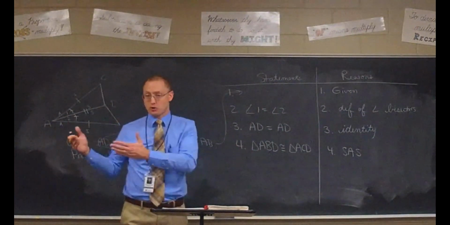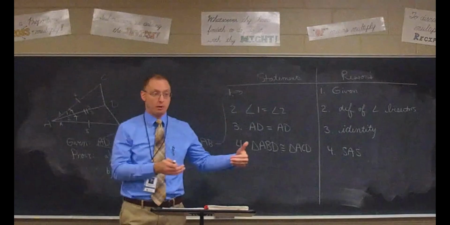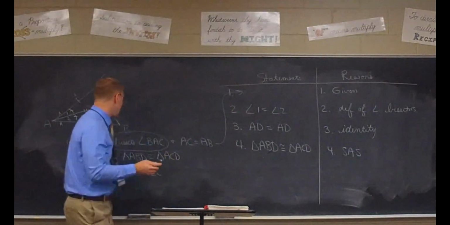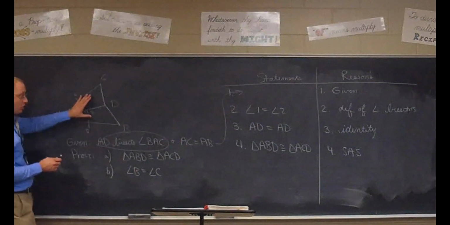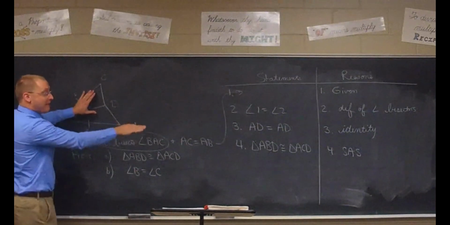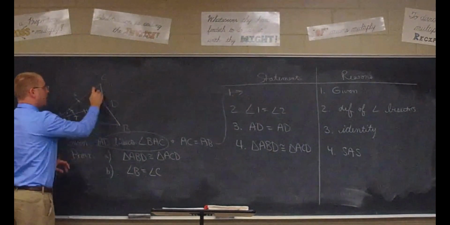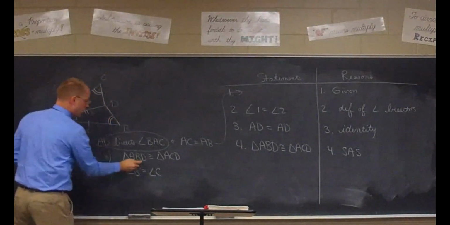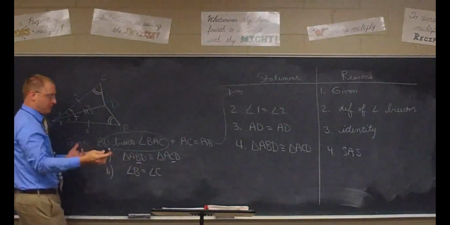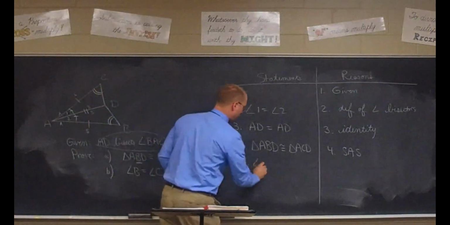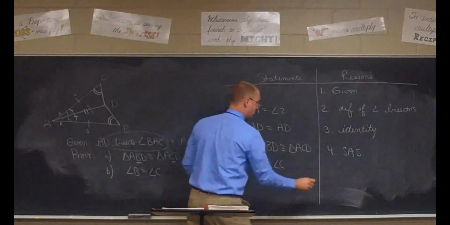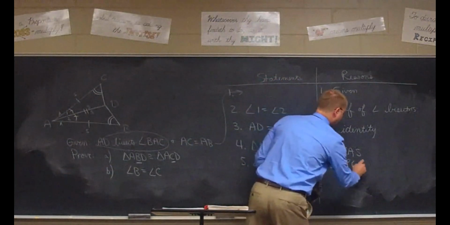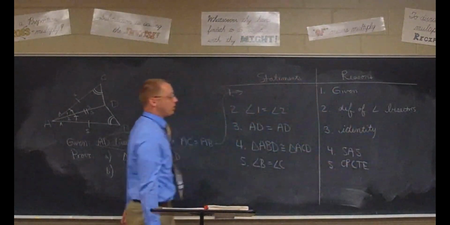If triangles are congruent, their corresponding parts are equal. That's CPCTE. So since we've proven that these are congruent triangles, these two angles, which are corresponding, angle B and angle C, have to be equal. So angle B equals angle C, and the reason is CPCTE. And there we go.